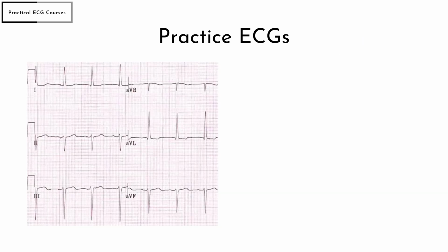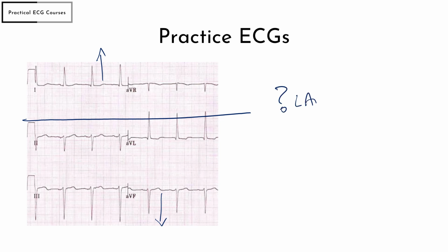In this ECG, lead 1 is predominantly positive, AVF is predominantly negative. So they are traveling away from each other. So that makes this a possible LAD. So what do we do? Look at lead 2. Lead 2 is also negative. So that makes this a proper LAD, a left axis deviation, where the vector is between -30 and -90.